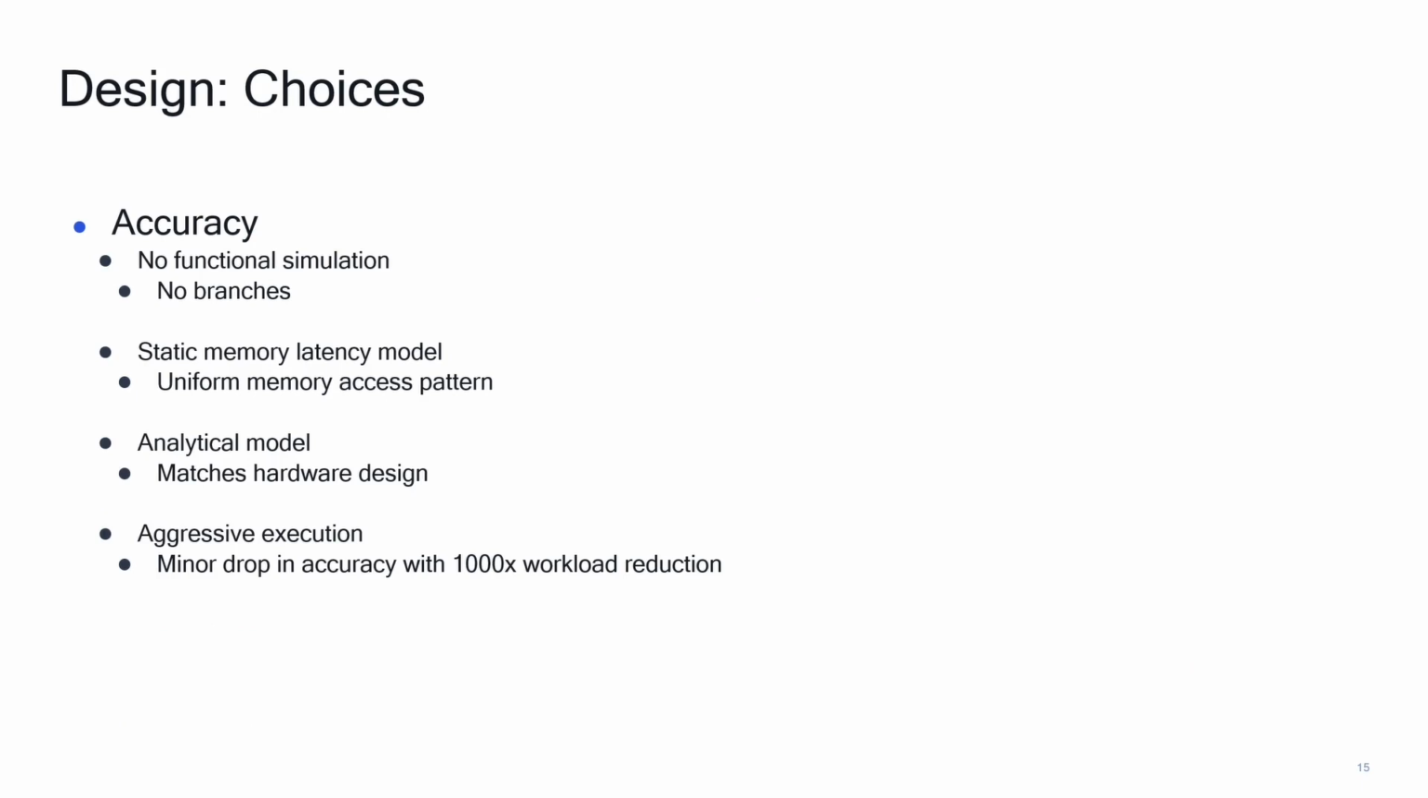The cost of accuracy is small even though we cut some corners. Thanks to the unique characterization of our workloads, there's no branch in most shaders, so there's no need for functional simulation. The memory access pattern is also very regular in these shaders, so we can use a simplified memory model with static latency. We also make the analytical models closely match our hardware design to keep a minimum impact to the accuracy. We also studied the impact of aggressive execution to accuracy. The simulation accuracy only drops a little, even if we reduce the workloads by 1,000 times.